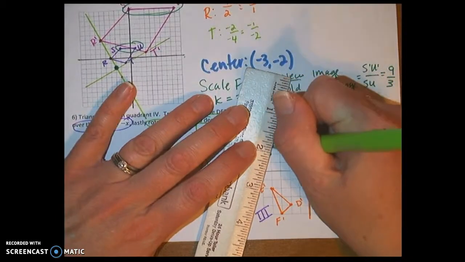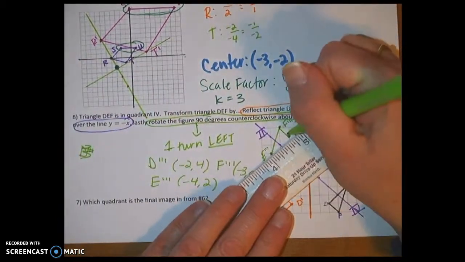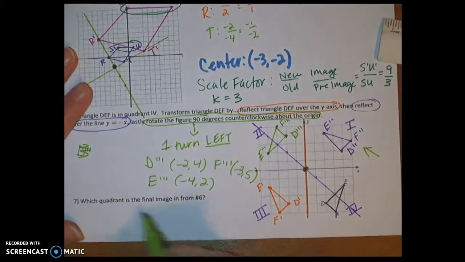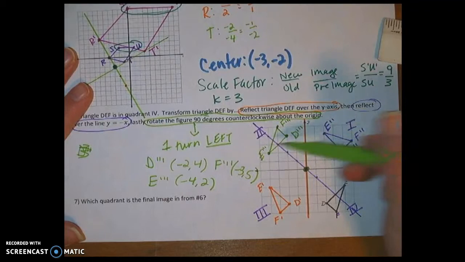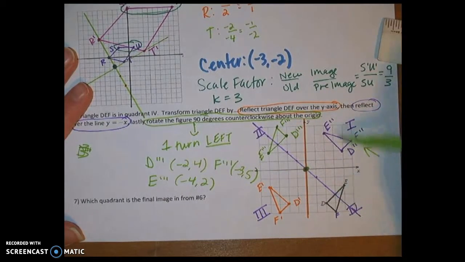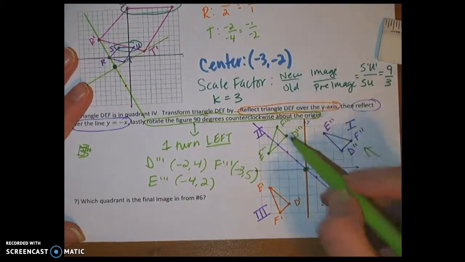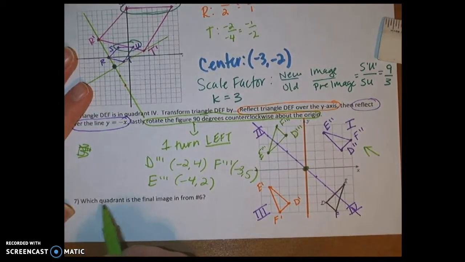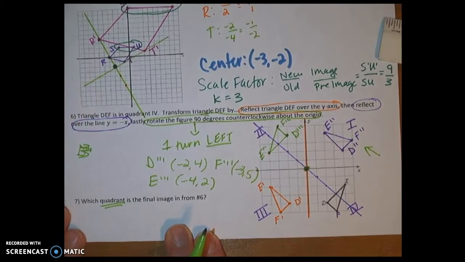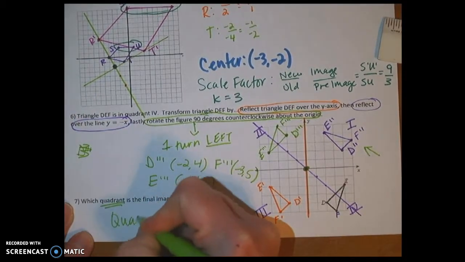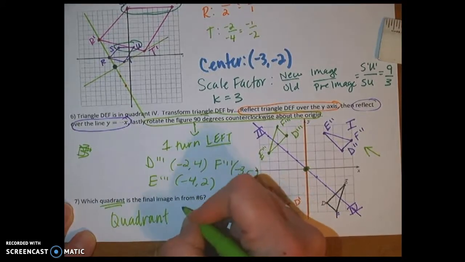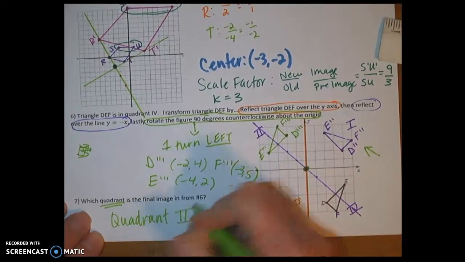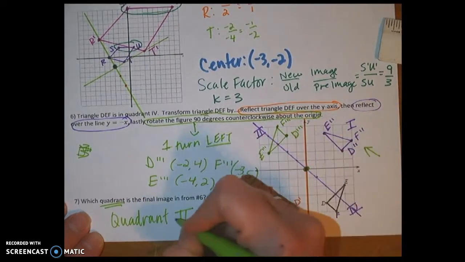Now the very last part that we have to accomplish for number 7 is we have to say what quadrant that is in. So if you look, remember it's quadrant 1, quadrant 2, quadrant 3, and quadrant 4. Our quadrants go counterclockwise. This green figure right here is my very last transformation. So which quadrant is the final one in? That would be quadrant number 3. I'm sorry, number 2. Number 2, just kidding. Quadrant number 2. So 1, 2, 3, 4.